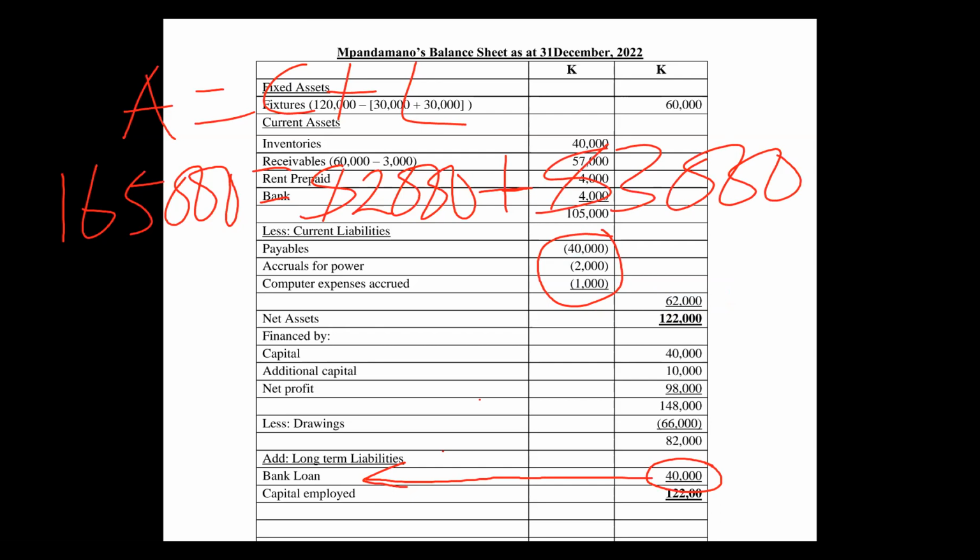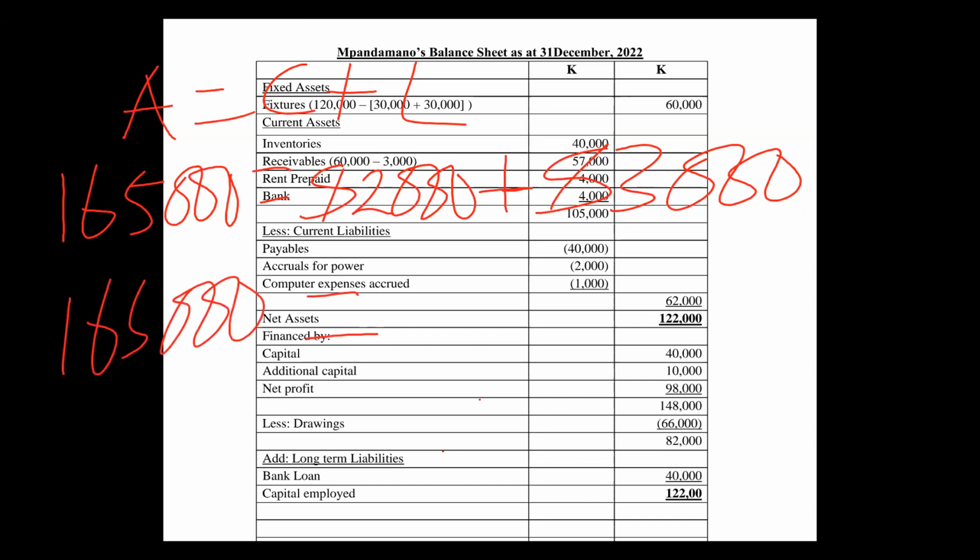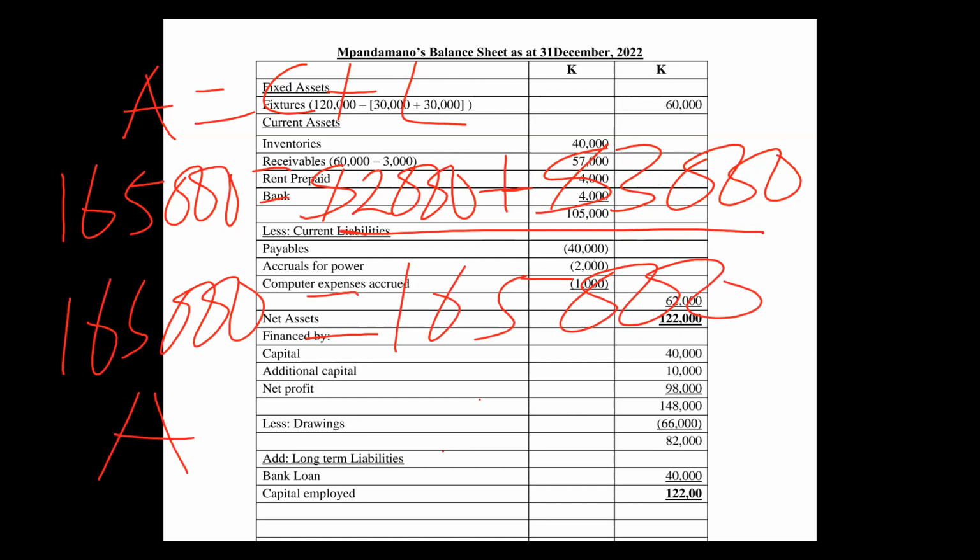Can you add now 83,000 plus 83,000? How much is that? Sorry, did you say 82 plus 83 or 83 plus 83? 82,000 plus 83,000. Okay, so it's giving us 165,000. Have you seen that this equation holds as well? All the equations hold.